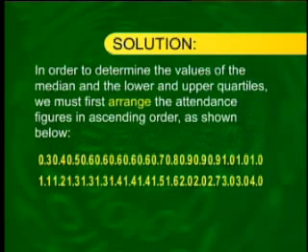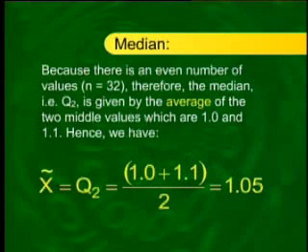In order to determine the values of the median and the upper and lower quartiles, students, we must first arrange the attendance figures in ascending order. As you now see on the slide, the arranged figures are 0.3, 0.4, 0.5 and so on. Now, because we have an even number of values, that is 32, therefore, the median is given by the average of the two middle values, which are 1.0 and 1.1.